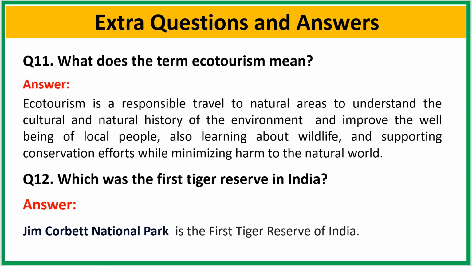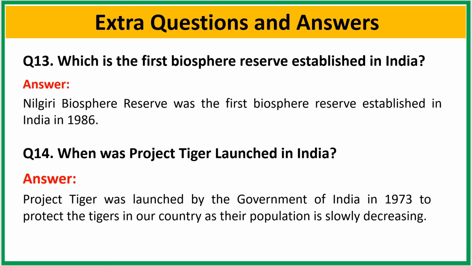Question number 12. Which was the first tiger reserve in India? Answer. The Jim Corbett National Park is the first tiger reserve in India. It is located in Uttarakhand. Question number 13. Which is the first biosphere reserve established in India? Answer. Nilgiri Biosphere Reserve was the first biosphere reserve established in India in the year 1986.